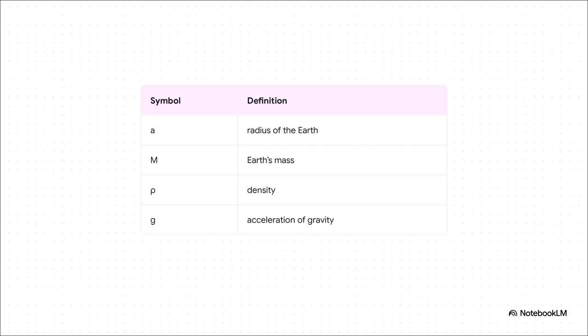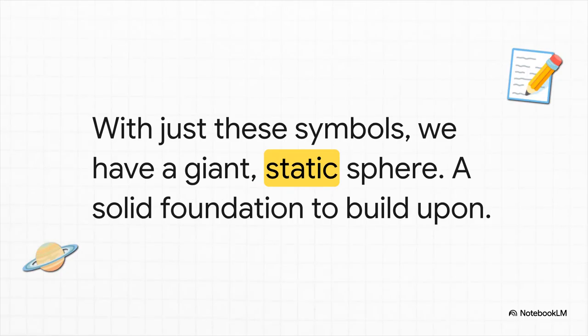The symbol A gives us its size, that's the radius. M gives us its mass, how heavy it is. The Greek letter rho tells us its density, how much stuff is packed inside. And of course, G defines its gravitational pull. These are like the structural beams of planet Earth. And just like that, with only 4 symbols, we've created the first draft of our planet. Okay, so it's a giant, static, solid sphere just kind of hanging out in space. A little boring, maybe, but hey, it's a start.